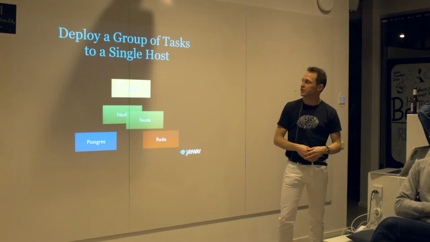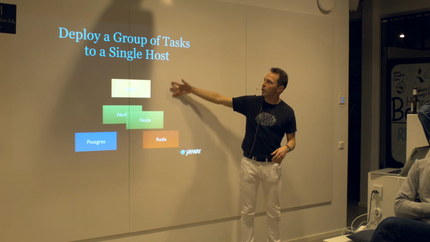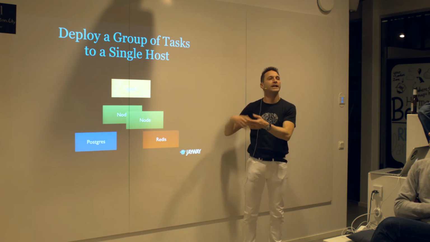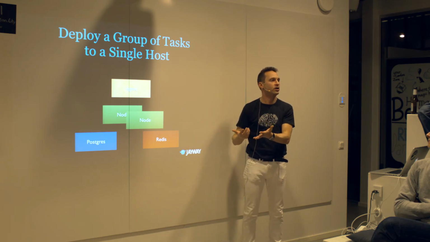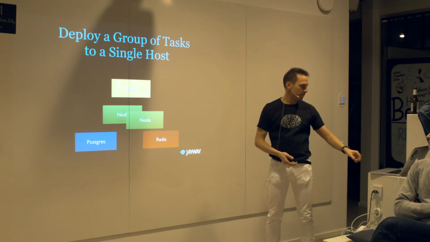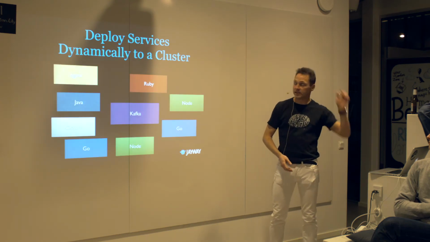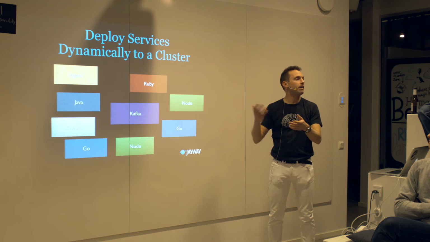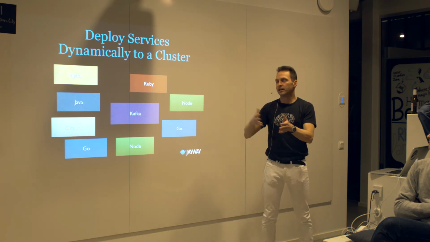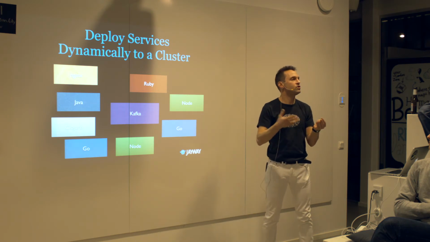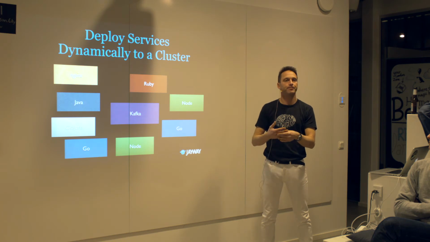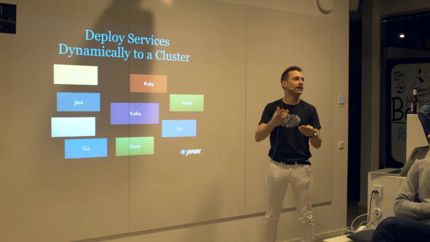So we have basically two use cases. We have to deploy a group of tasks to a single host, and you can already do this with links with Docker, but the experience can be made nicer. And then the second use case is to deploy a bunch of services dynamically into a cluster of hosts. For this you need some form of service discovery to find out where the new containers come up and where they need to go.